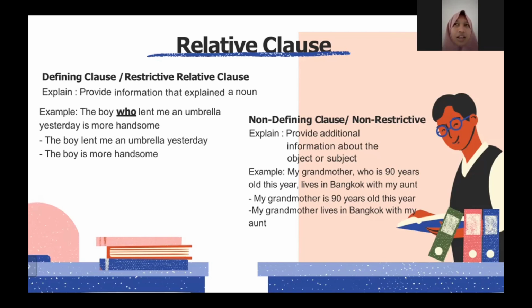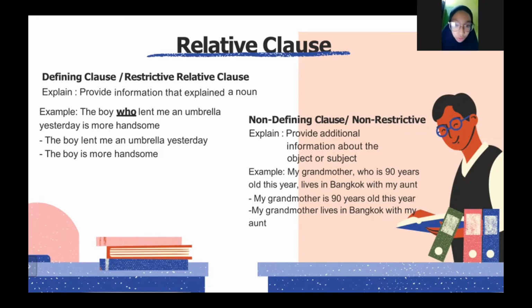Okay, nice, Rifma. I add that a defining clause, or restrictive clause, functions as an explanation, and a non-defining clause functions as additional information. Well, like that. Look at the example.